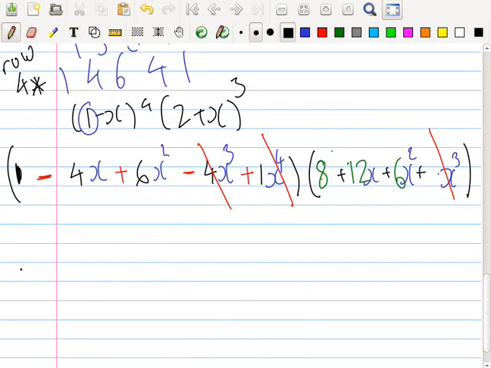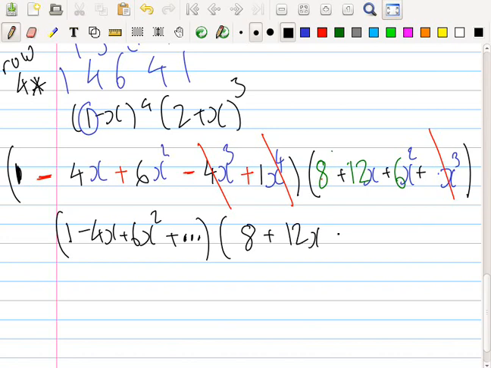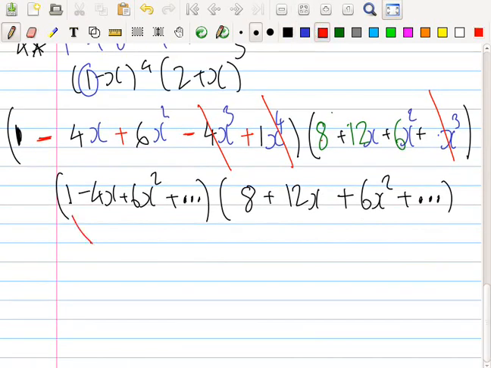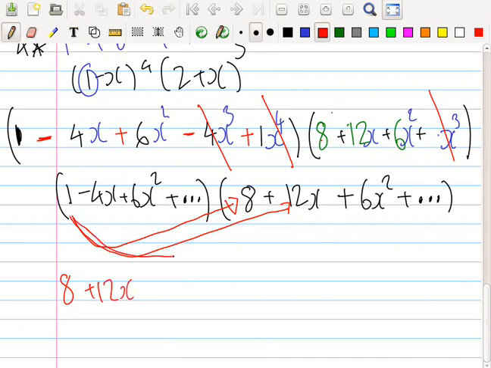So this becomes 1 minus 4x plus 6x squared plus blah blah blah. And then this one becomes 8 plus 12x plus 6x squared plus blah blah blah. Okay? Now I need to multiply, so let's multiply. So 1 multiply 8, 8. 1 multiply 12x, 12x. 1 multiply 6x squared, 6x squared.